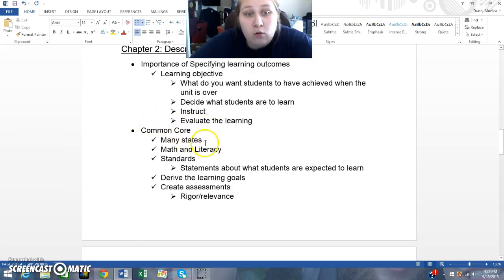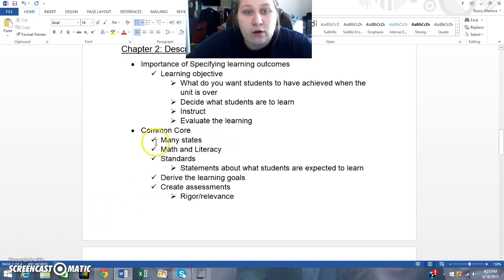Okay, and then we go to Common Core. Many states have adopted Common Core now. They're math and literacy standards, and then there's also content standards that are worked in, and you can find all of that on the ADU website. Standards are statements about what students are expected to learn. And since all of these standards have been adopted, that puts everybody on the same track. Everybody knows what the students are supposed to learn and when they're supposed to learn it. Common Core is about going deeper into the material rather than knowing a mass amount of material, but actually knowing about the material that you're taught.